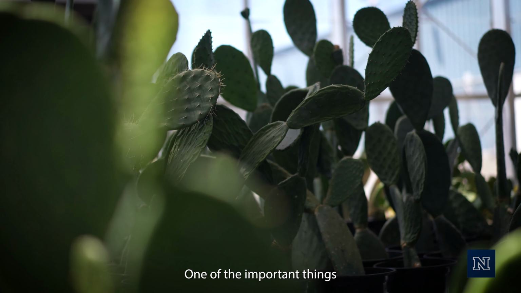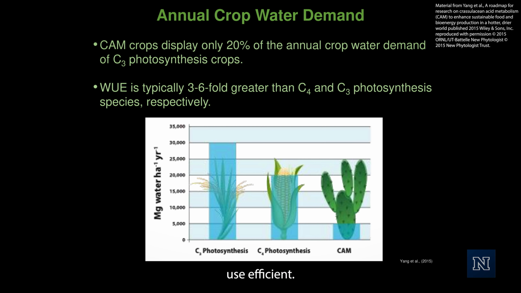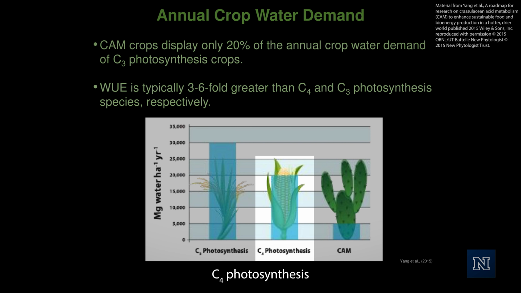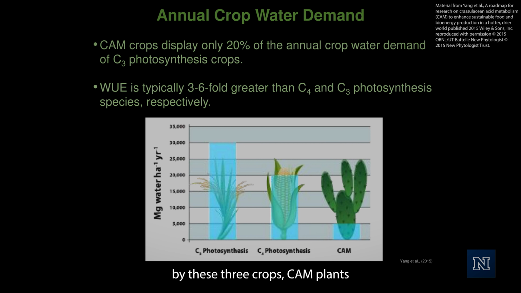One of the important things about CAM plants is that they're highly water use efficient. So if you look at the 3 different types of photosynthesis that we discussed, we have C3 photosynthesis in a rice plant, C4 photosynthesis in a maize plant, and then CAM photosynthesis with a cactus. What you'll notice is that if you compare the water use that's consumed by these 3 crops, CAM plants use only 20% of the water that a C3 plant like rice would consume in a year.